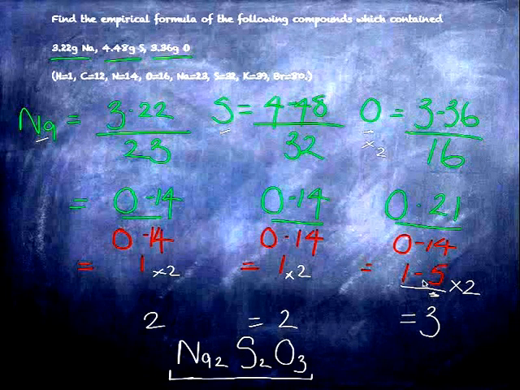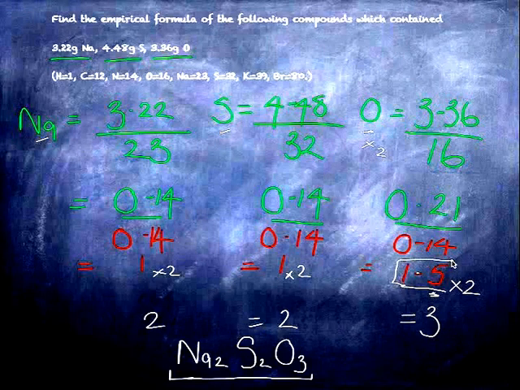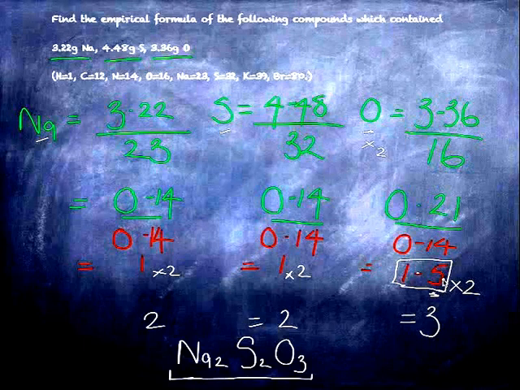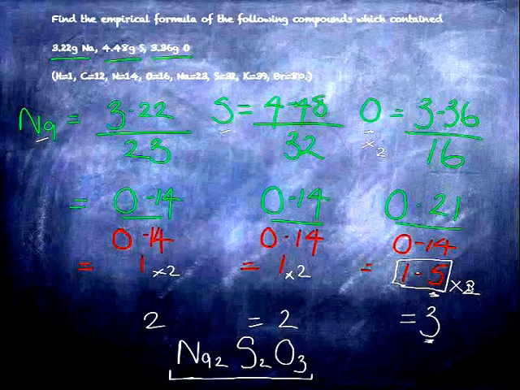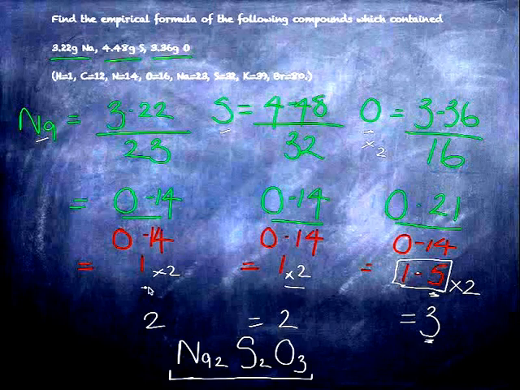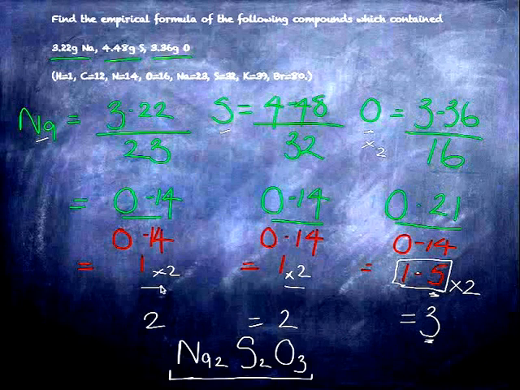So when you encounter any empirical formula calculations where you have a decimal place, or a fraction, sorry, multiply it out so that you get whole numbers. In this case 1.5, all we've got to do is multiply that by 2 to give us 3. Remember to do the same to all the other elements that make up your compound as well, so that it's all properly balanced.